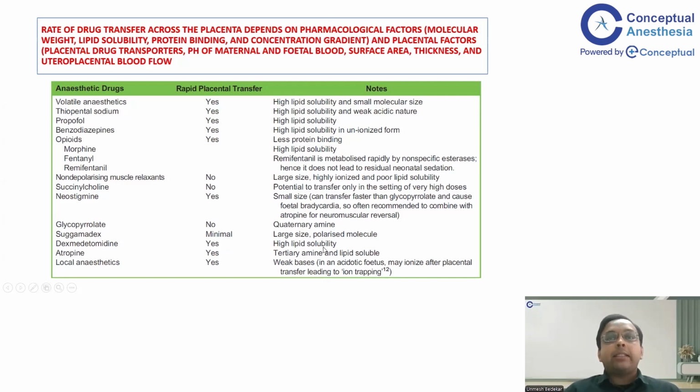Dexmedetomidine again has high lipid solubility and causes rapid placental transfer. Atropine causes rapid placental transfer because it is a tertiary amine, unlike glycopyrrolate, which is a quaternary amine compound. And local anesthetic agents undergo rapid placental transfer because they are weak bases. There is a phenomenon called ion trapping, where once they transfer into an acidotic fetus, they get ionized after placental transfer, leading to ion trapping, and they get trapped inside the acidotic fetal environment.